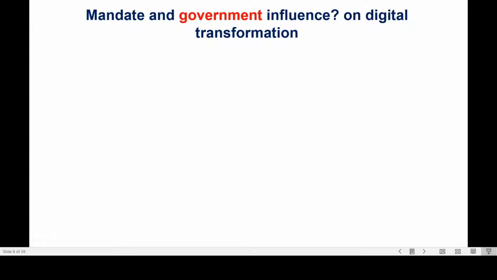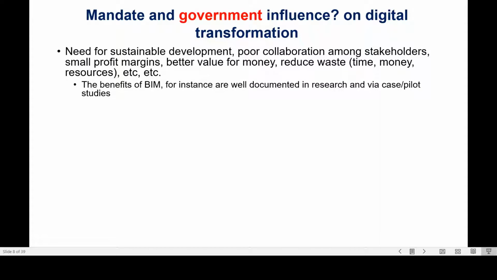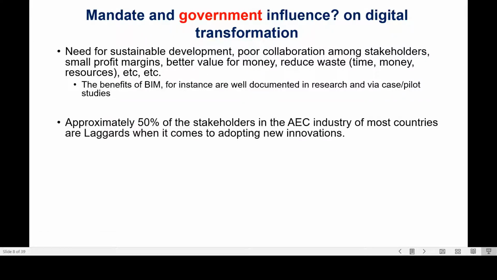Now, when a mandate or government influence comes into play, how does it come into play in terms of digital transformation? Why would governments want to do this? Many governments are concerned about productivity, value for money, better collaboration, and reducing waste in terms of time, money, or resources. BIM is one of those processes that have been used to digitally transform the construction industry, and its benefits in this regard are well documented in research and through case studies. So there's no doubt that if you were to digitize the construction industry, one way you will do that is to try to use BIM.